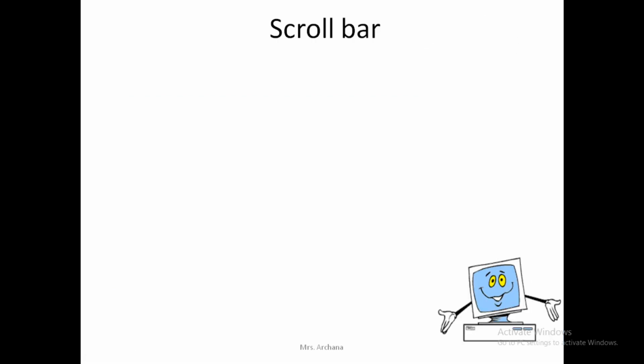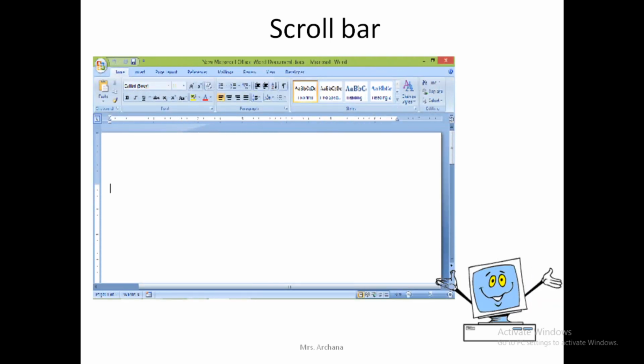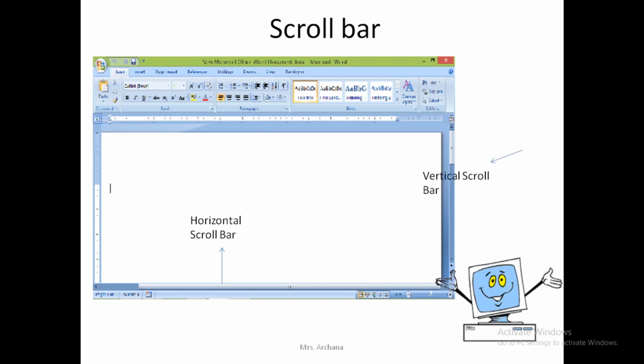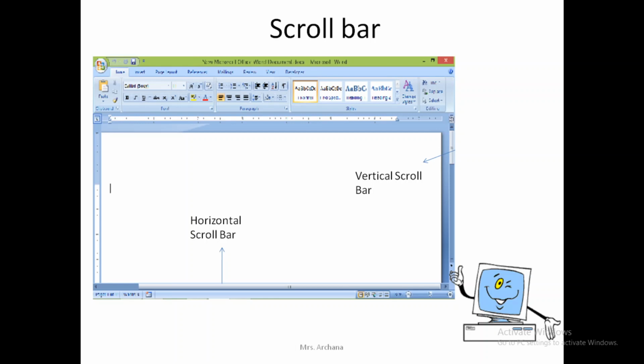Scroll bar. It appears horizontally or vertically. This is the horizontal scroll bar, which is at the bottom of the window, and the vertical scroll bar is on the right of the window.